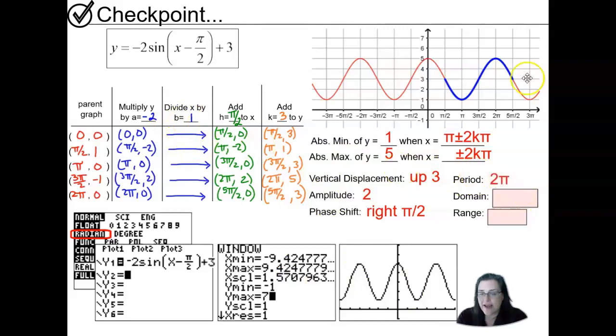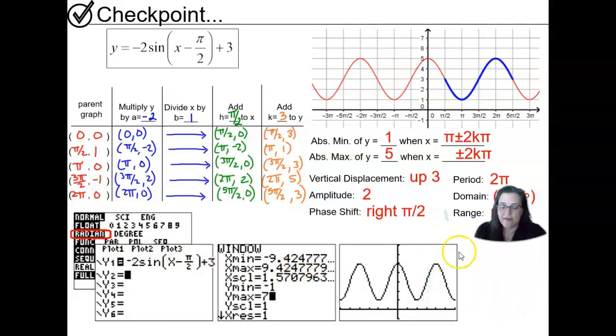The domain for any sine function is all real numbers, and the range is bound between the absolute extrema. So we have the closed interval 1 to 5, and you need brackets because the 1 and the 5 are inclusive. Okay, then if you used your calculator to check, this would be your function in radian mode with these window dimensions, and you'll end up with this graph.